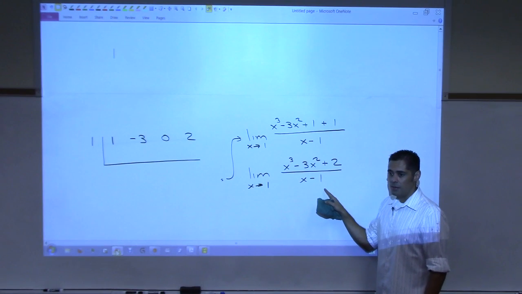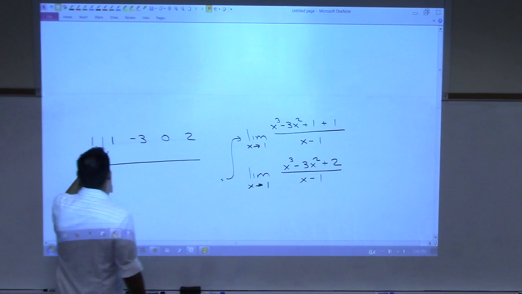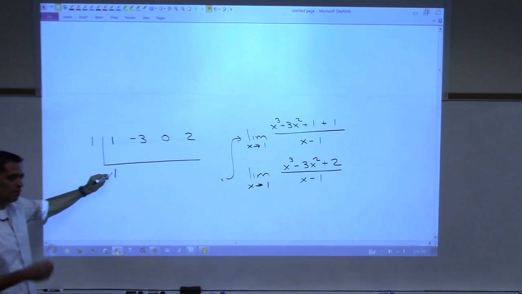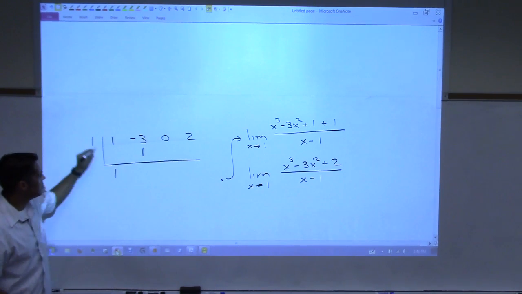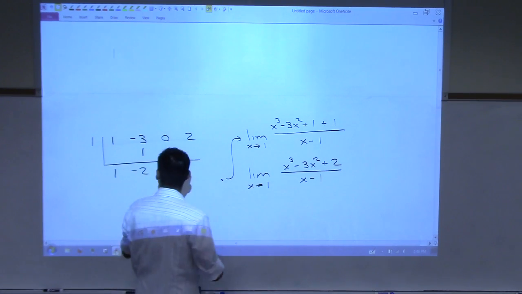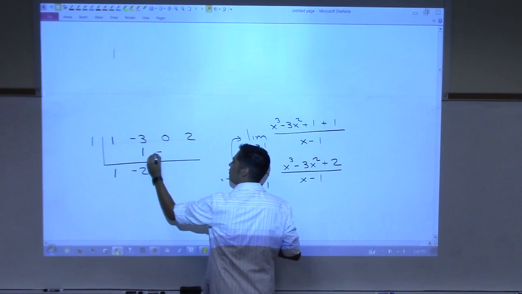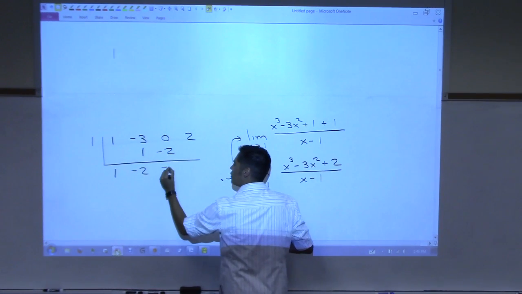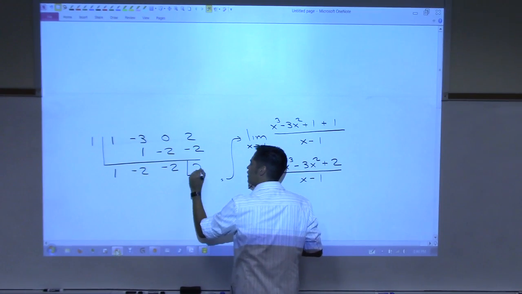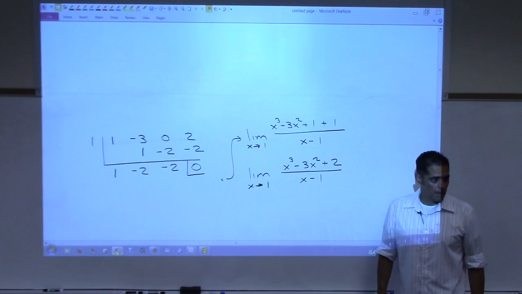Now you do synthetic division, which if you don't remember, you might have to go back and review. We drop our 1 down. You multiply 1 times 1, that gives you 1. You place it underneath here. Then add down again, you get -2. What are we hoping for at the end? 0. 1 times -2 is -2. Add down, you get -2. 1 times -2, -2. And you get 0 here. That's what you need in order to say it divided.